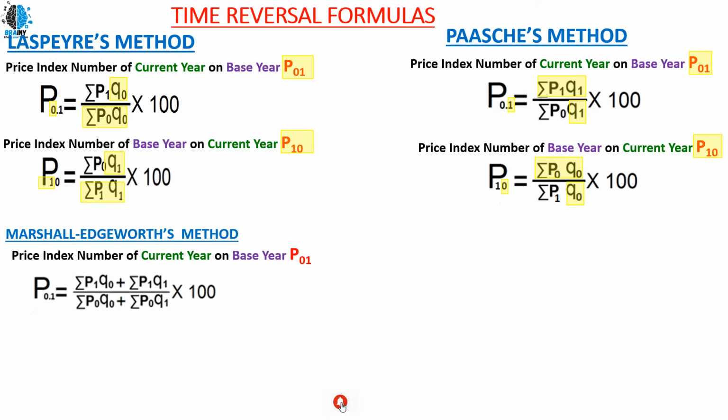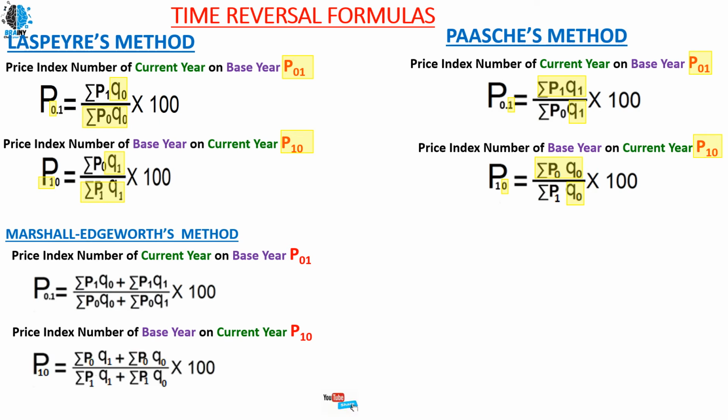It means here the author has given the weight to both current year as well as base year. So we know this formula. Next we have the base price index of base year on current year, P10. What is the difference we have here? P01 is a combination of our Laspeyres and Paasche formula of P01.